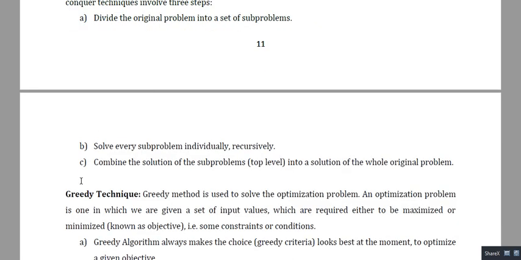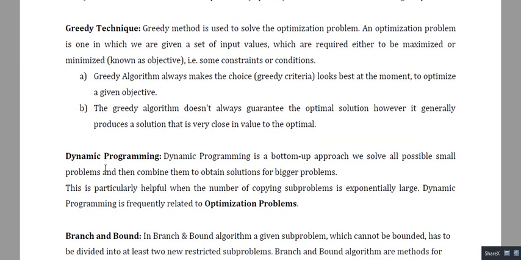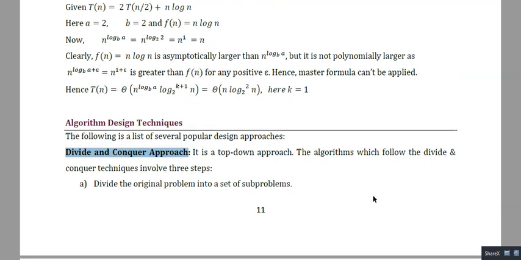Similarly for greedy techniques, I shall be discussing many algorithms like the knapsack problem, fractional knapsack problem, and the Huffman compression code algorithm. And for dynamic programming, I shall be going through matrix multiplication. All these things we'll see in detail. So next class I shall start with this divide and conquer approach. Okay, so thank you everyone.